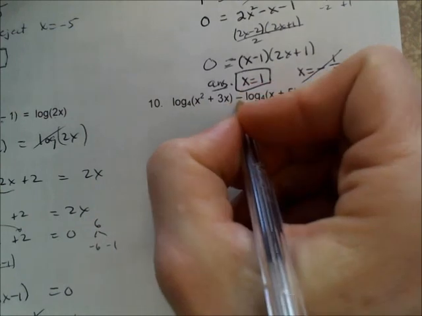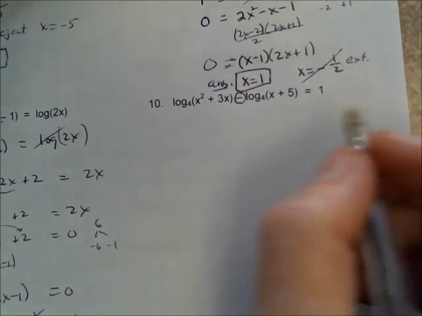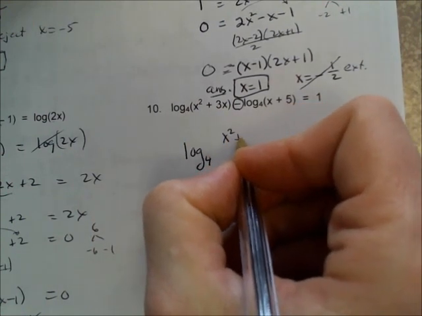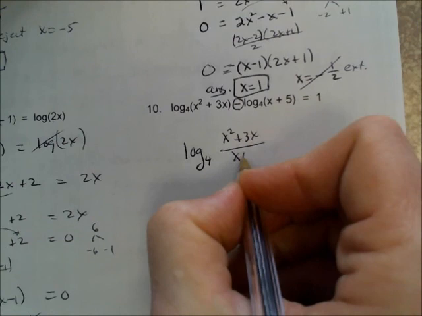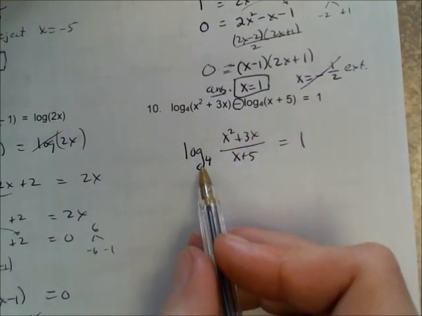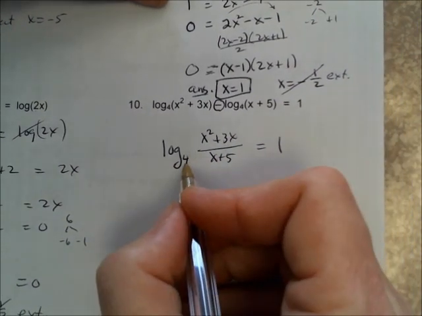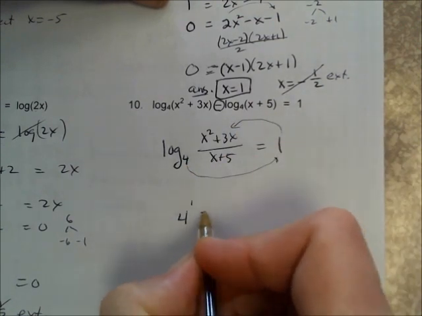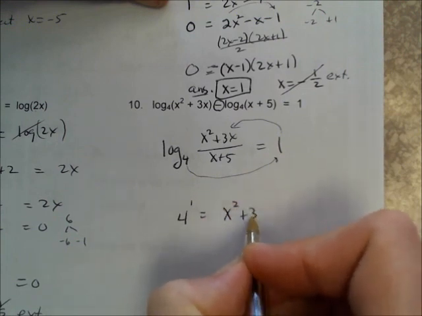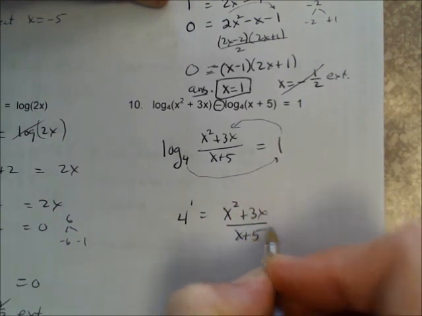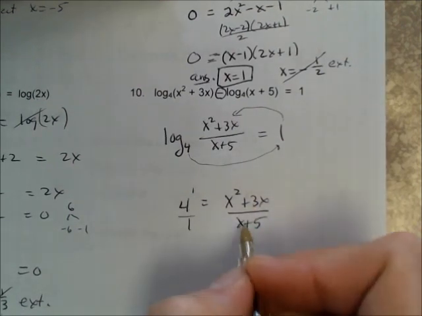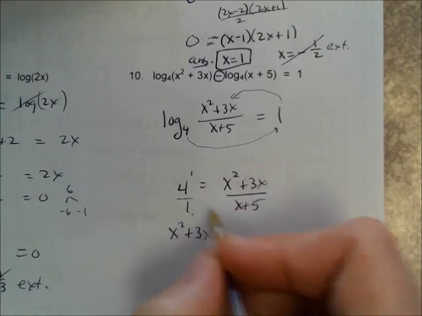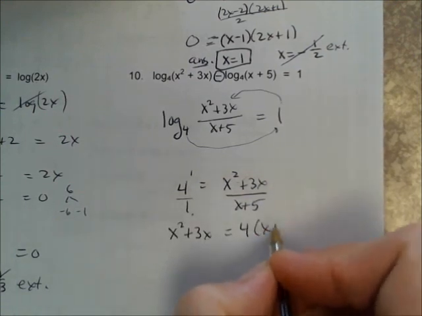And then the last example, we have 2 logs separated by a subtraction. So we create one log, and the numerator is x squared plus 3x. The denominator is x plus 5. Log is only on one side of the equation, so we rewrite this as 4 to the 1 is equal to, well, 4 to the 1 is just 4, is equal to x squared plus 3x over x plus 5. Put a 1 under here and cross multiply. x squared plus 3x times 1 is equal to 4 times x plus 5.